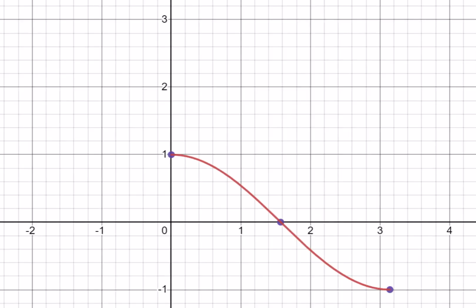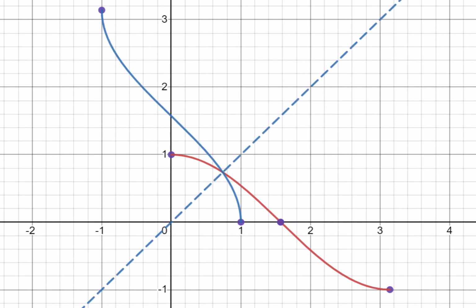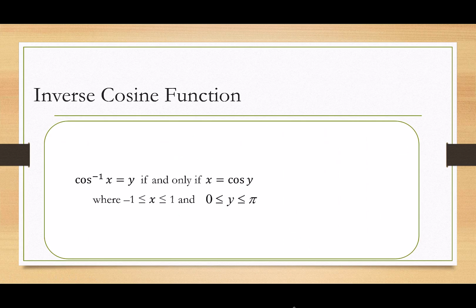We'll start with our graph of cosine of x. We'll add our inverse points, and we can connect the dots. To see the symmetry, I added the line y equals x. Cosine inverse of x is equal to y if and only if x equals cosine y. x again will be between -1 and 1, but y will go from 0 to pi.